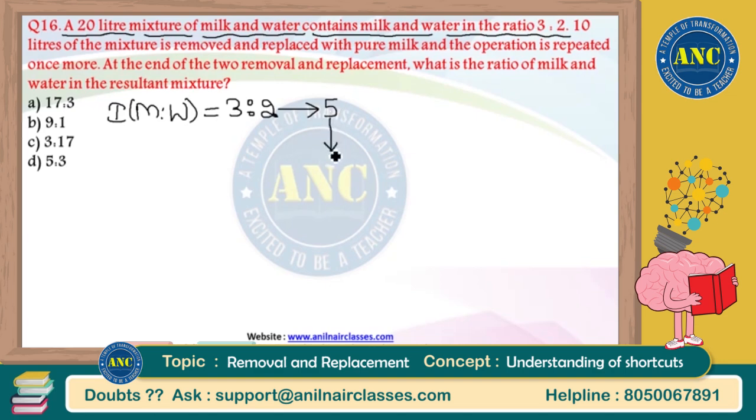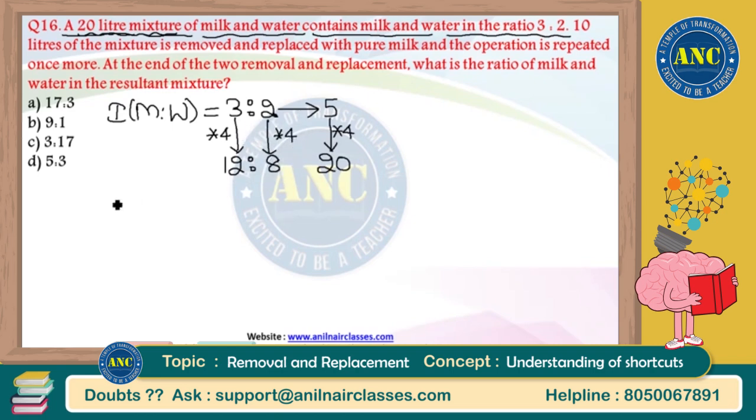According to the ratio, 5 liters of mixture is present initially. But the question says no, it is not 5 liters, it should be 20 liters of mixture. 5 should become 20. 5 into which number is 20? 5 into 4 is 20. 3 also multiply by 4, 3 into 4 is 12. 2 also multiply by 4, 2 into 4 is 8.